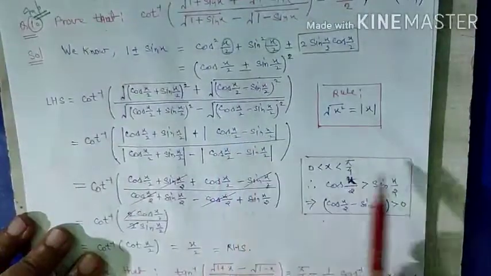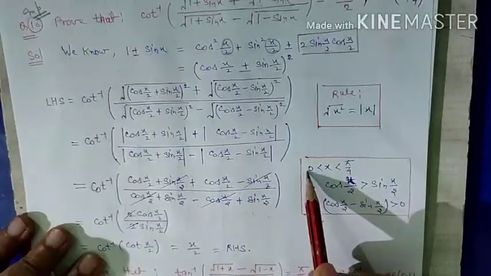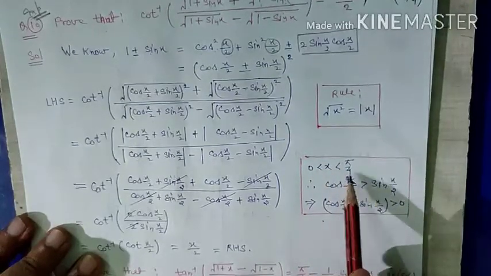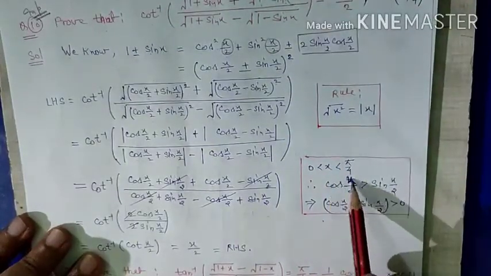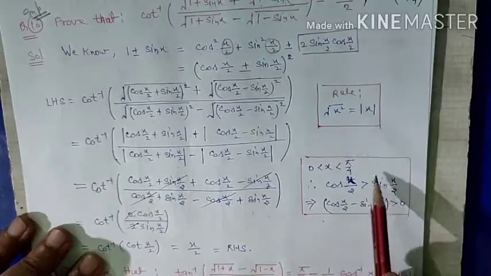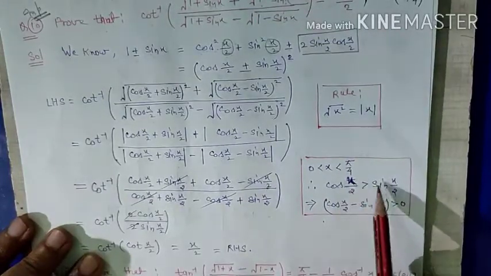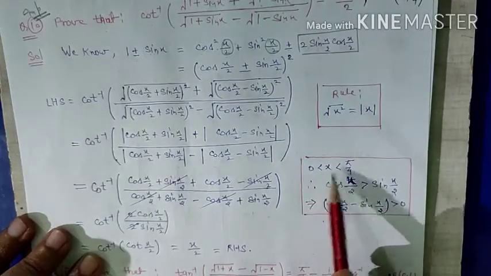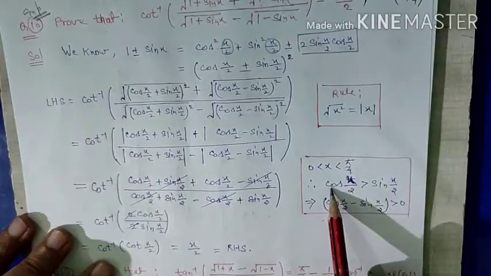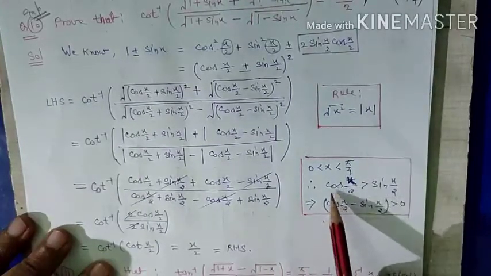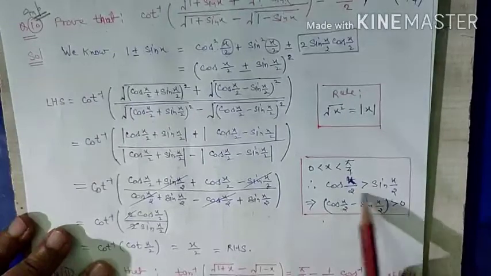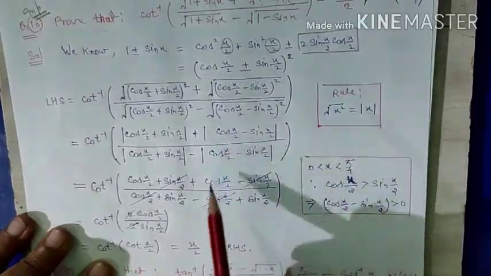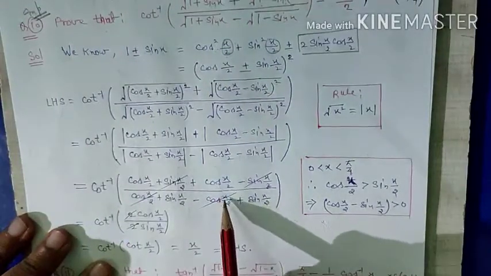But for this we have to think a little. We know the value they have given, x between 0 to pi by 4. It means cos x/2 is greater than sin x/2. According to the graph of sin and cos, from 0 to pi by 4, 0 to 45 degree angle, cos is always greater than sin. So cos x/2 minus sin x/2 will be greater than 0, means it will be a positive value. So modulus will remain positive.